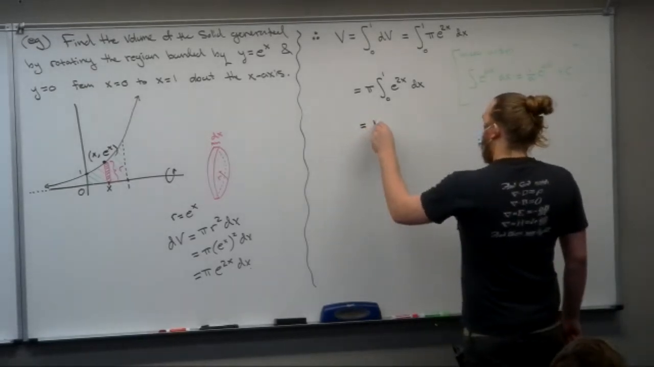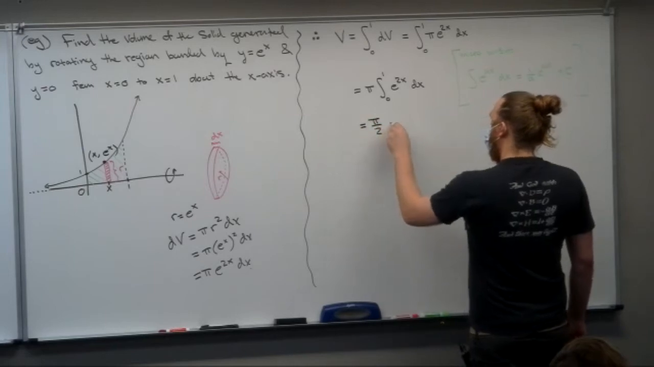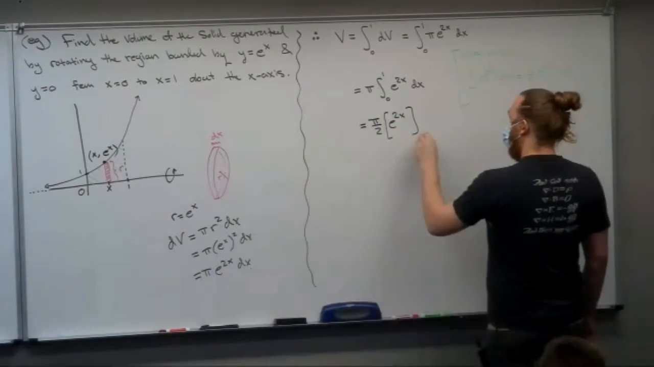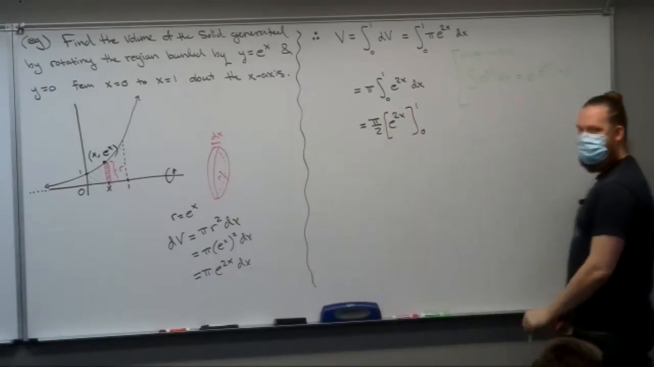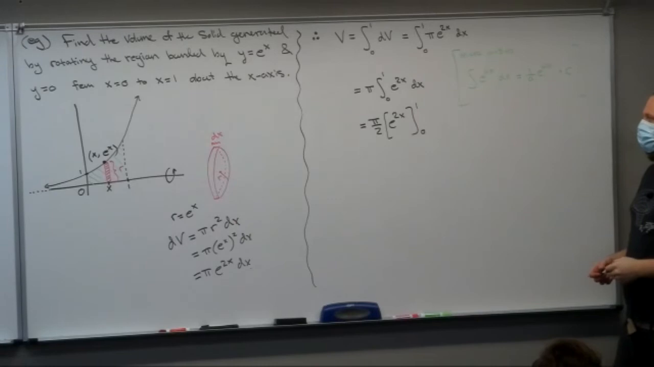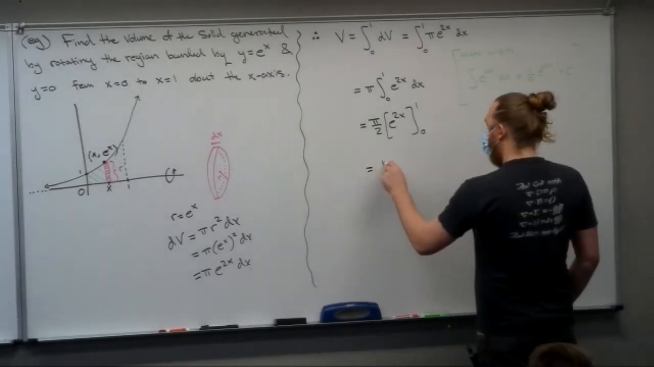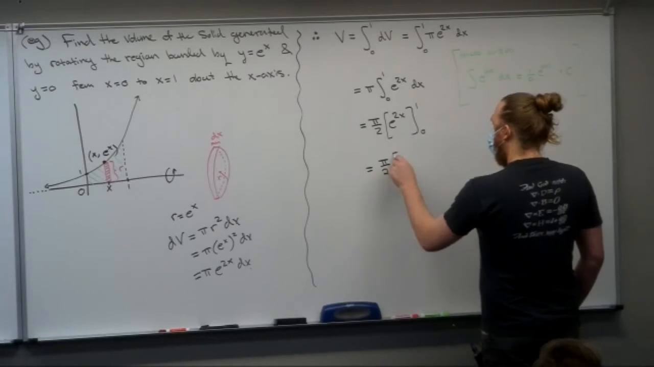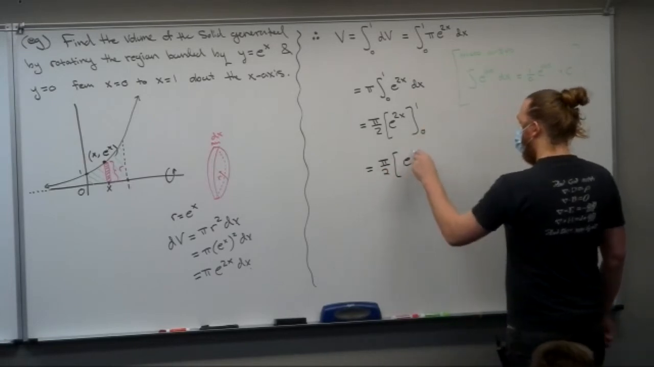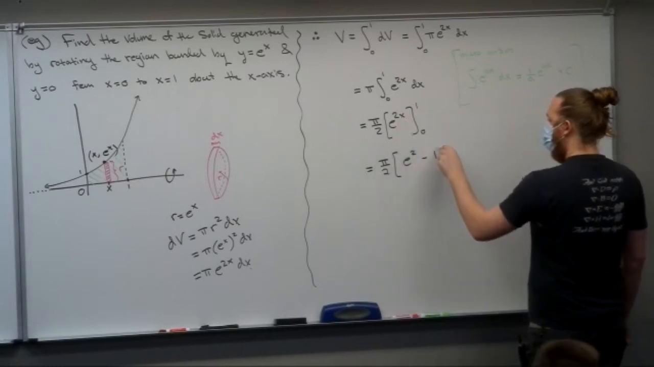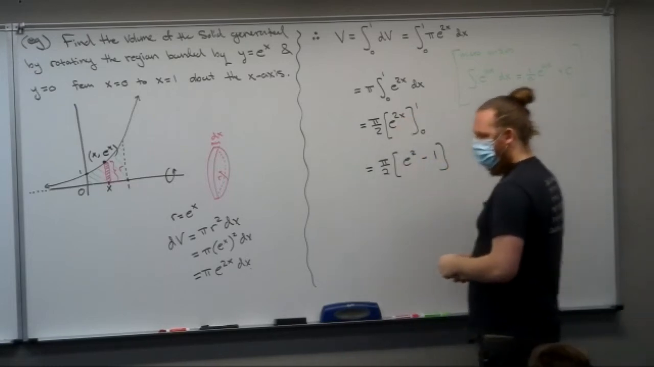So I get pi over 2 e to the 2x evaluated from 0 to 1. All right, the 1/2 can pop out. Evaluating at 0 this time does give me something, so I'm going to be a little bit careful. At 1, I get e to the 2 times 1, which is e squared, minus at 0, I get e to the 2 times 0, which is 1. That's about as nice as that's going to get.